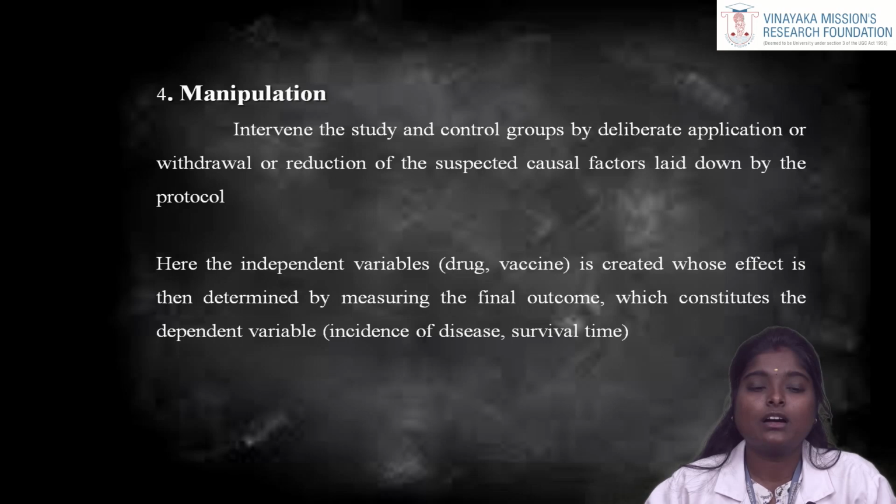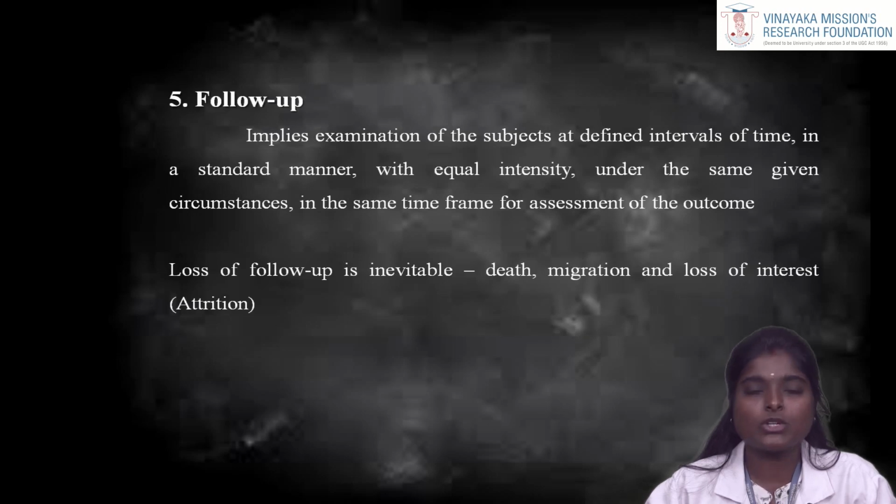And then you have to manipulate or give an intervention. You have done the selection of population and the randomization. After randomization, you have to intervene, or give a treatment. Intervene in the study and control group by deliberate application, withdrawal or reduction of a suspected causal factor laid down by the protocol. Here the independent variable, for example a drug or vaccine, is applied, whose effect is then determined by measuring the final outcome. And then we do a follow-up, which implies the examination of subjects at definite intervals of time in a standard manner with equal intensity under the same circumstances in the same time frame for the assessment of outcome.